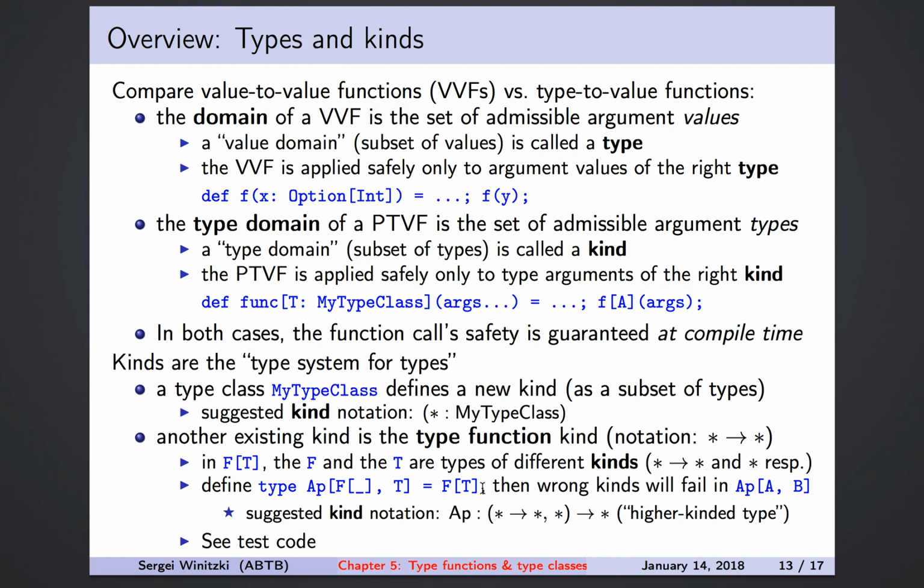Note that Scala compiler will not compile if I put wrong kinds. So for example, if I put app with two type parameters, a and b, but a is not a type constructor. So the kind of a must be the function kind, or the type function kind. If this is not so, the Scala compiler will give an error.